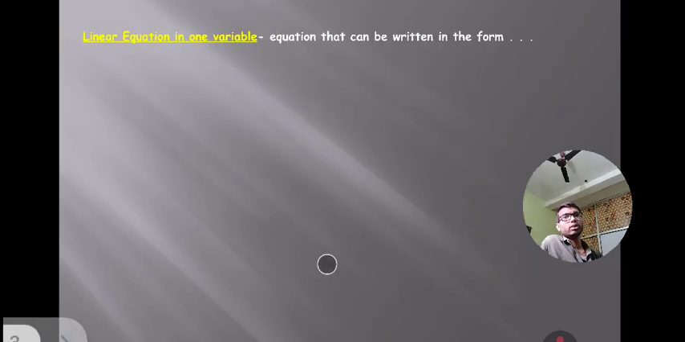Now linear equation in one variable, this is the main point of this lecture. Linear equation means, let's say, variable. Here we will take one variable, which is just an alphabet letter. One letter we will take.